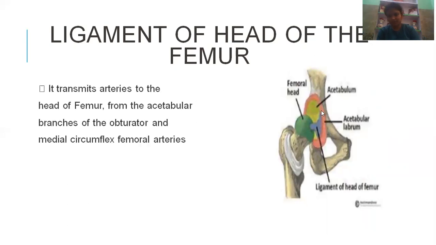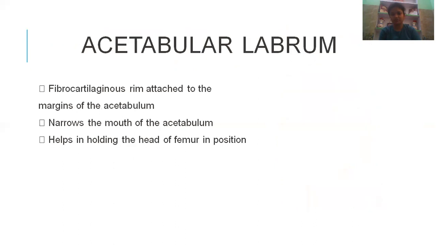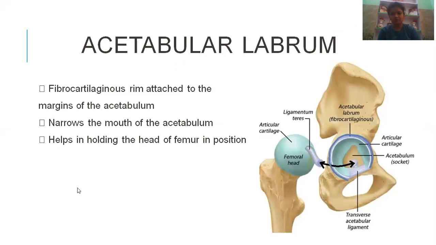In this diagram, we can see that this is the acetabulum, this is the acetabular labrum, this is the ligament of the head of the femur, and this is the femoral head. And this one small part is the fovea capitis. So why is this important? Because it transmits arteries to the head of the femur from the acetabular branches of the obturator and medial circumflex femoral artery.